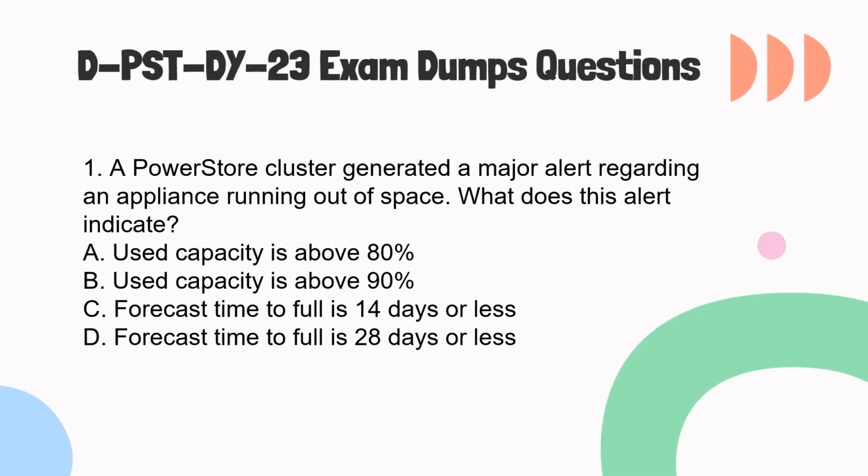1. A PowerStore cluster generated a major alert regarding an appliance running out of space. What does this alert indicate? A. Used capacity is above 80%. B. Used capacity is above 90%. C. Forecast time to full is 14 days or less. D. Forecast time to full is 28 days or less.